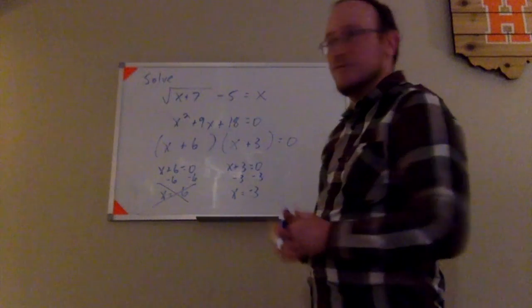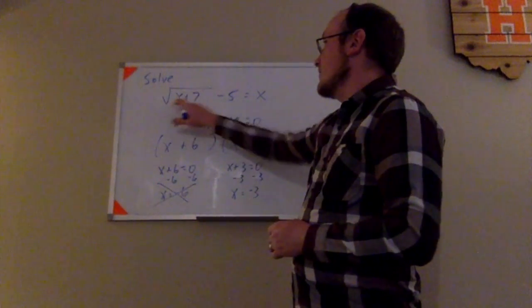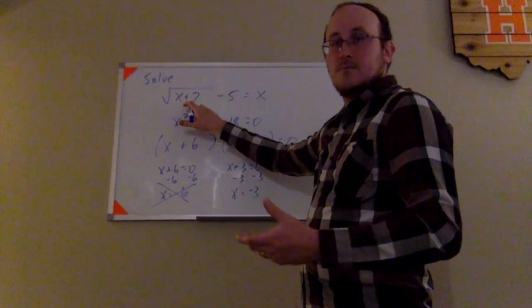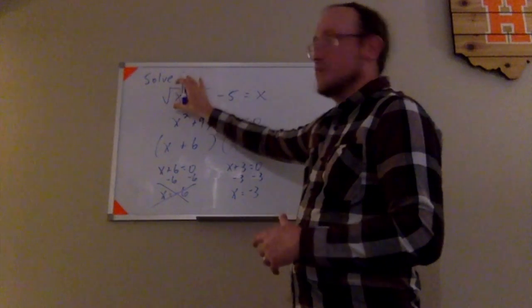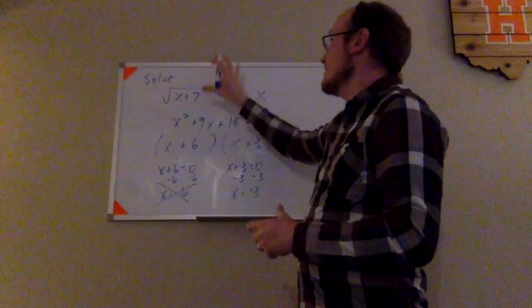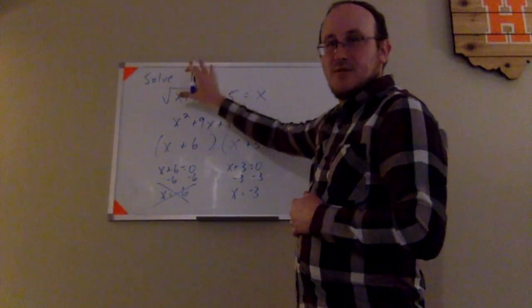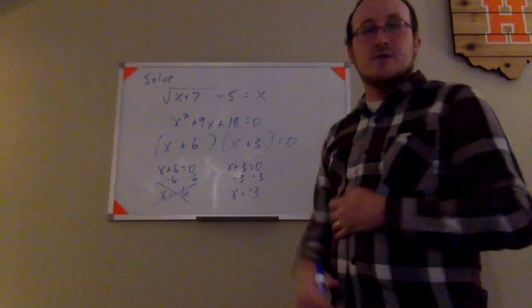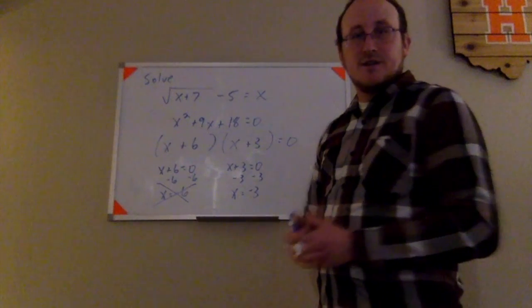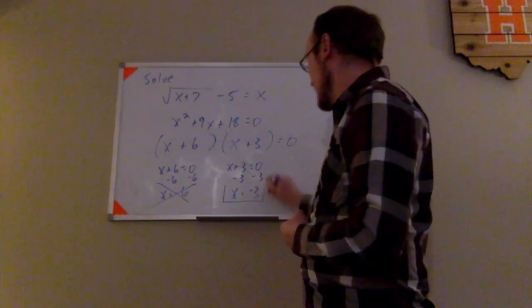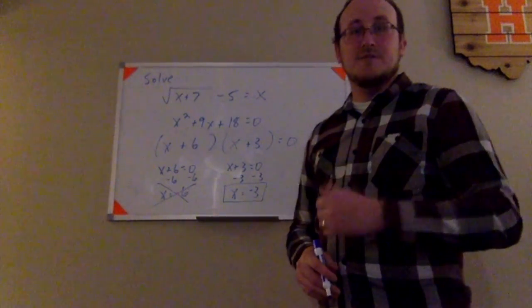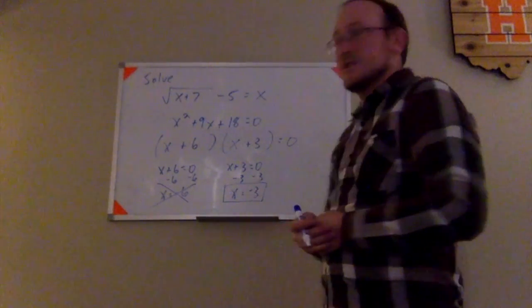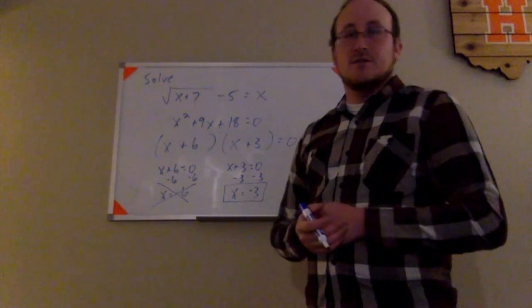Let's test negative 3 and see what happens. Negative 3 plus 7 is 4. The square root of 4 is 2. 2 minus 5 is negative 3. So we got negative 3 on the left side of the equation, and when we plug negative 3 in on the right side of the equation, we also have negative 3. So since the two sides are equal, negative 3 does in fact equal negative 3. This is the one and only solution to this radical equation.